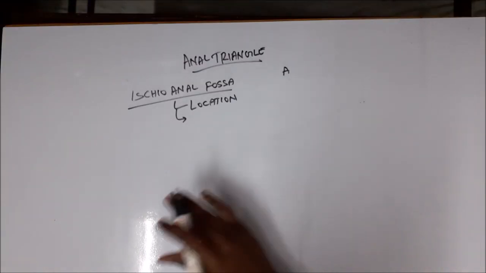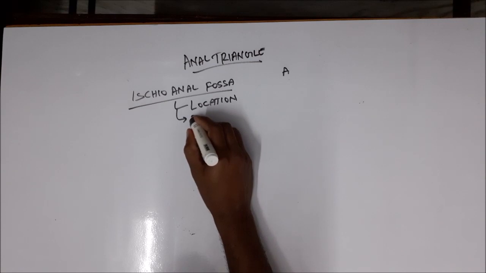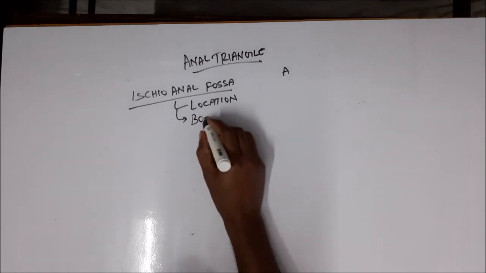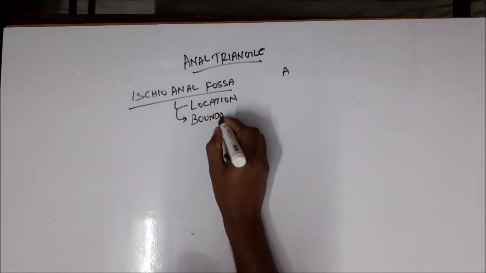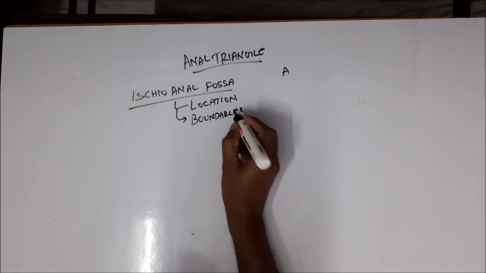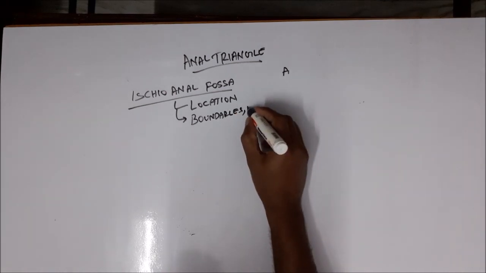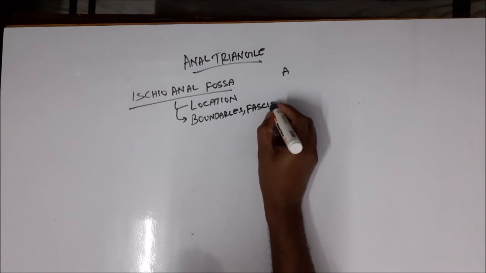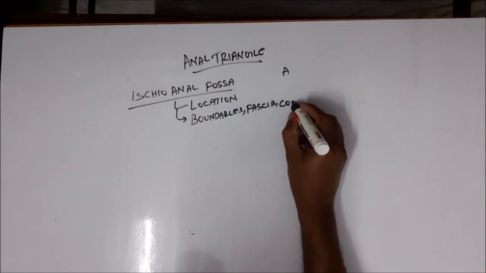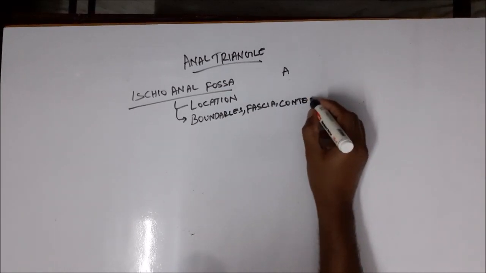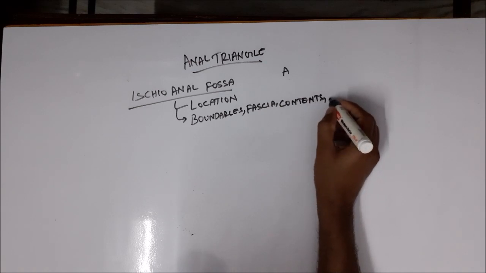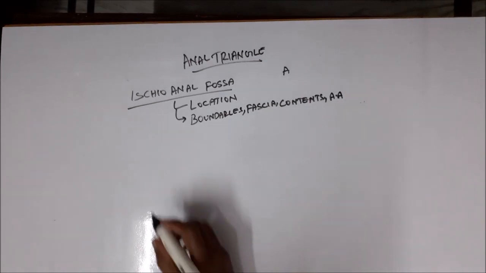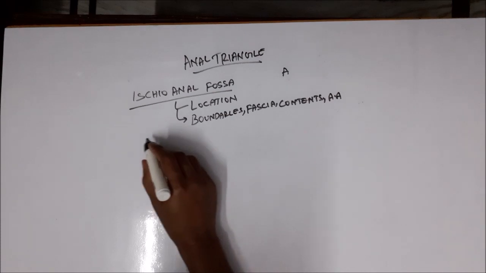There will be two, one on the right side of the anal canal, one on the left side of the anal canal. That is the location. Then we'll be seeing what are the boundaries of it, then what are the fascia related with that, contents, and applied aspect.